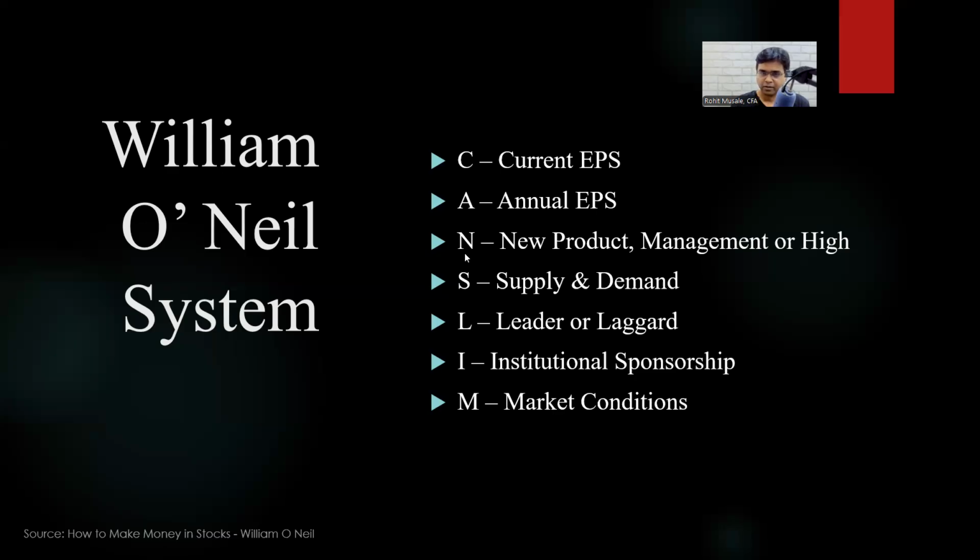Okay. N also stands for new high, because a company that breaks the 52-week high is most likely to break out on the upside, right? Because the overhead supply gets cleared. So if there is no new product or new management, at least we look for a new high. Even this is covered in our filters.